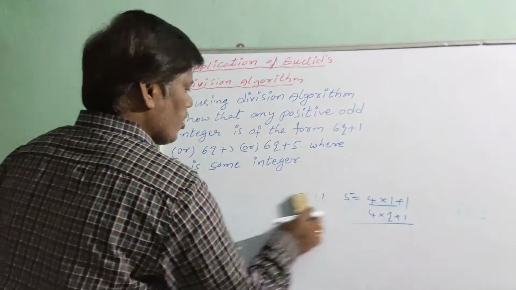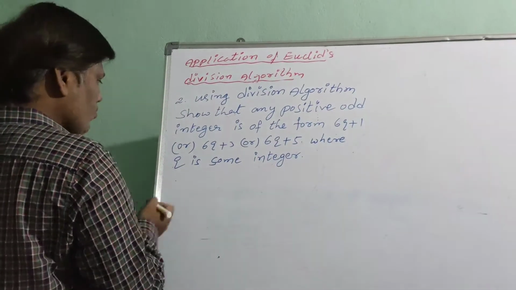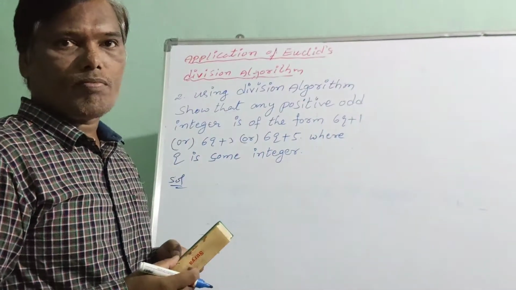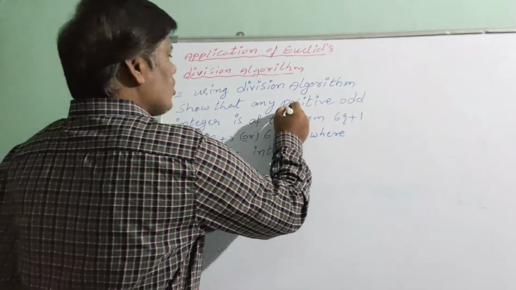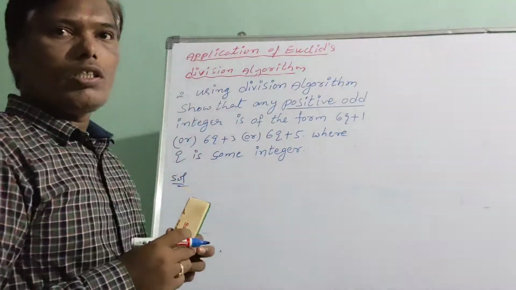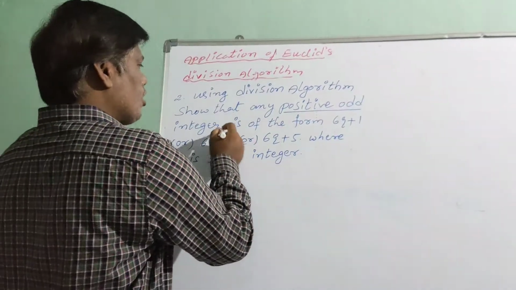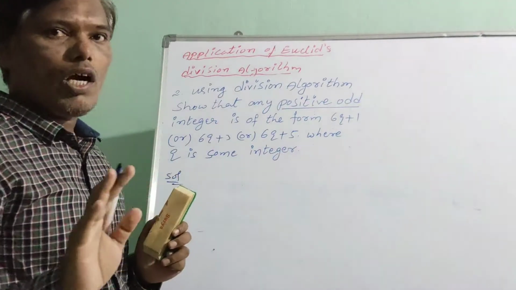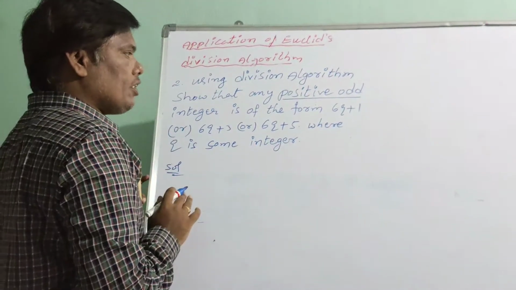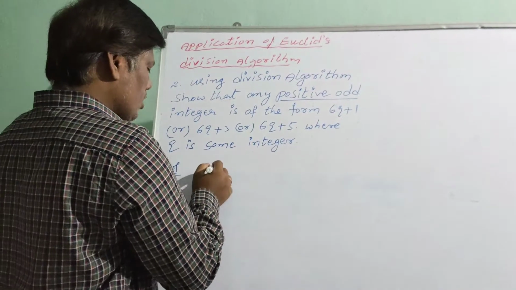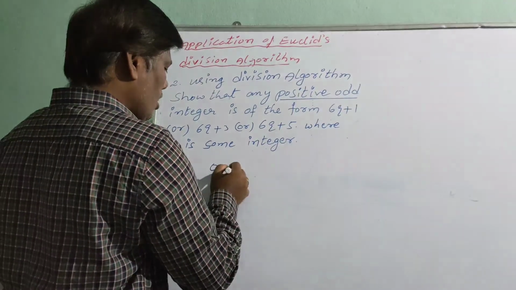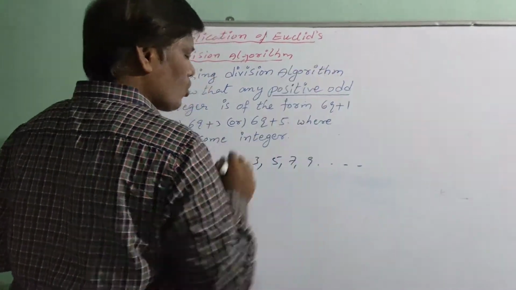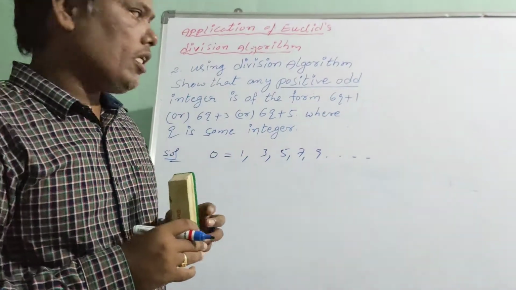Okay, now I will explain this problem. First of all, let us try to understand this question. Positive odd integer must be either of the form 6q plus 1 or 6q plus 3 or 6q plus 5. That we have to prove. What are the odd integers? The odd integers are 1, 3, 5, 7, 9 and so on. These are the positive odd integers.